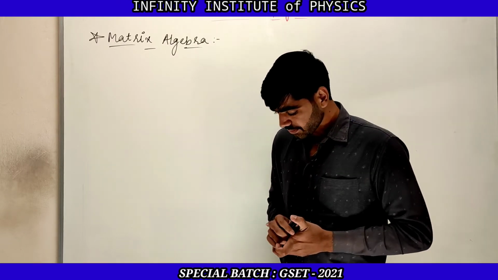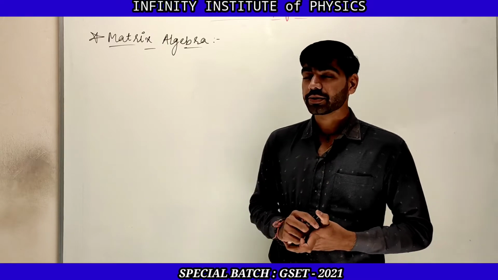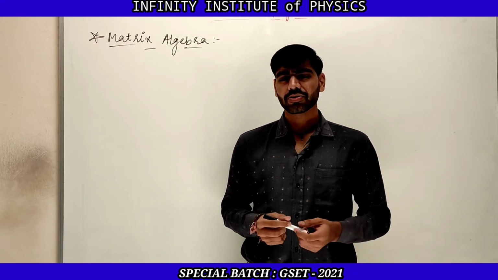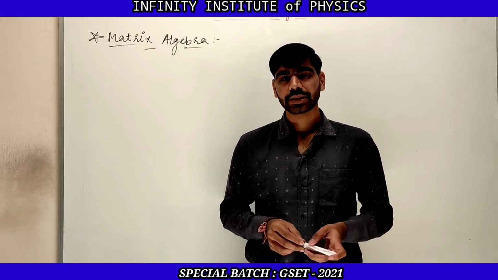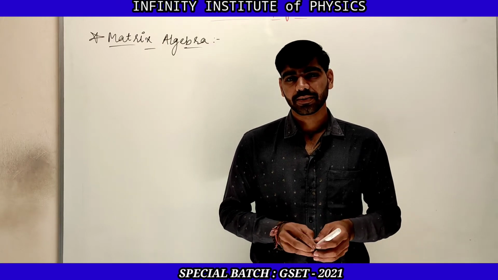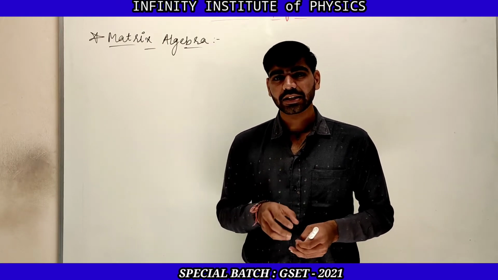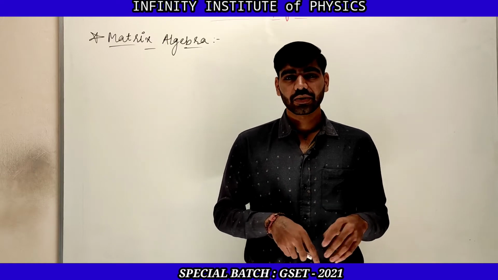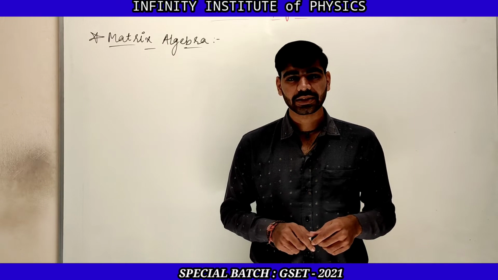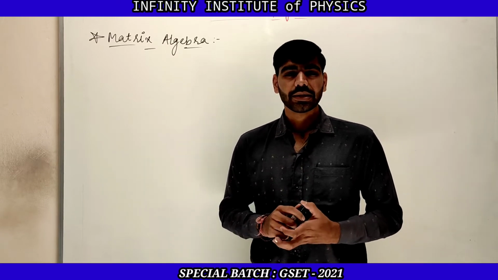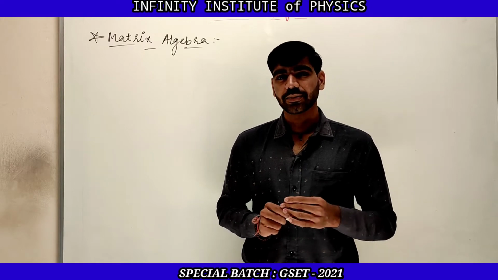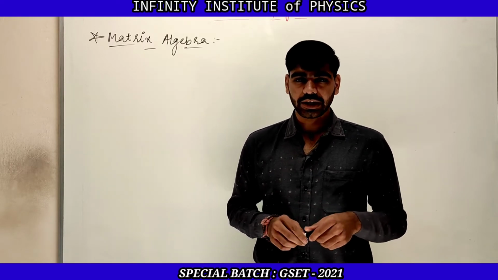So next we are going to study matrix algebra. What are we going to learn in matrix algebra? We will start from the basic definition of matrix, and then there are certain types of matrices. We will go through them one by one, and then how to find the inverse of a matrix. There is the usual method that you know, that A inverse is equal to 1 upon determinant of A times adjoint of A.